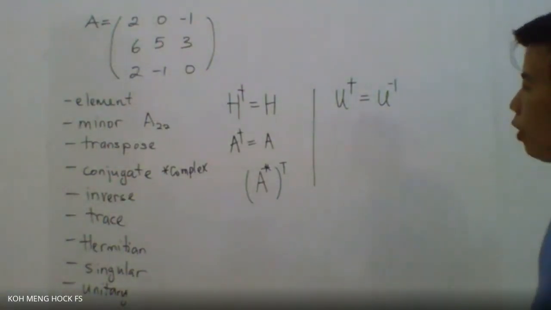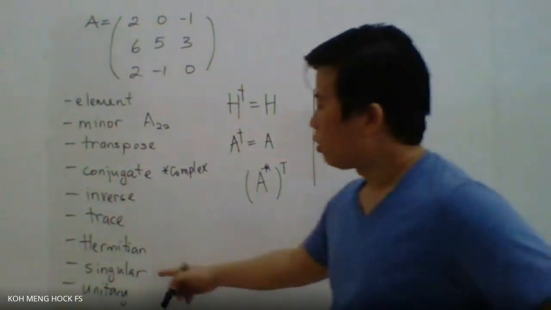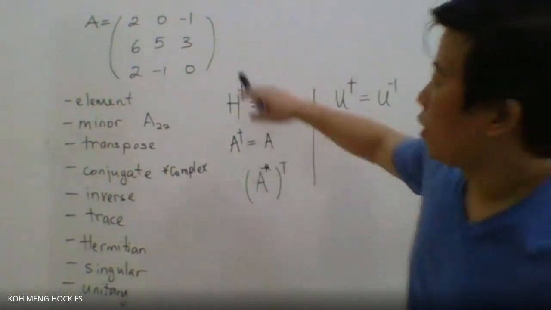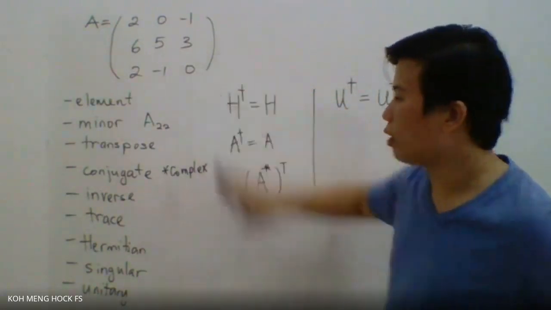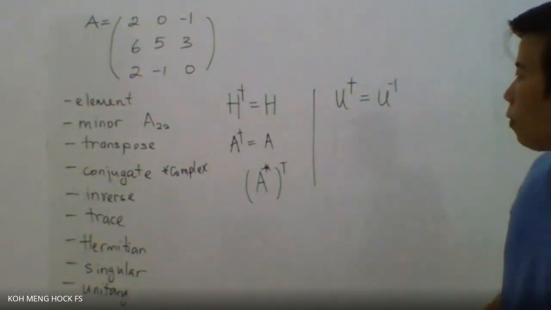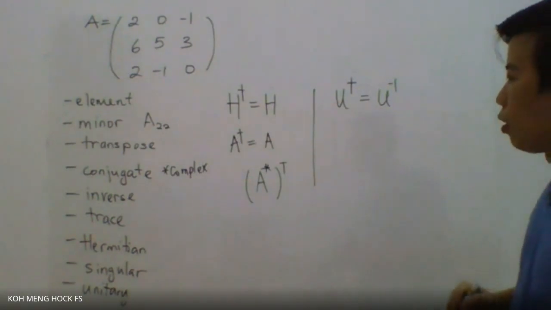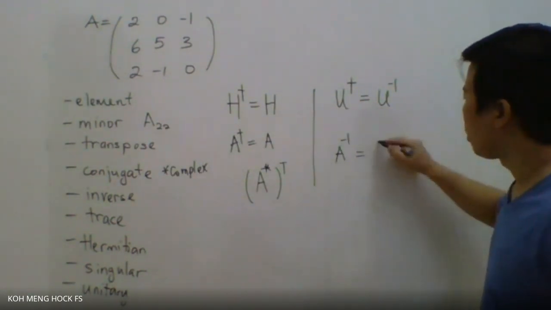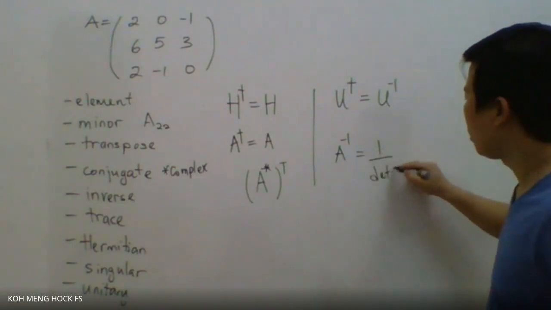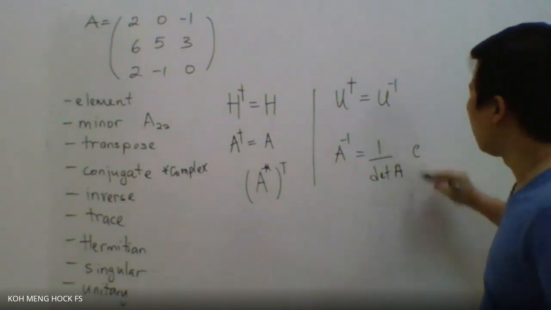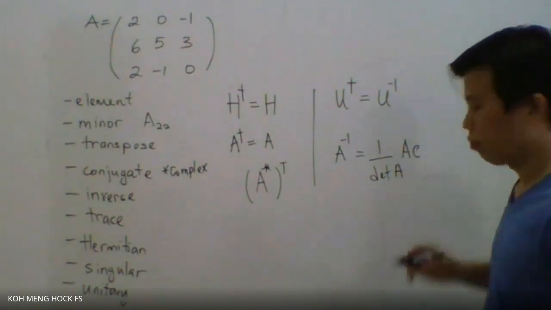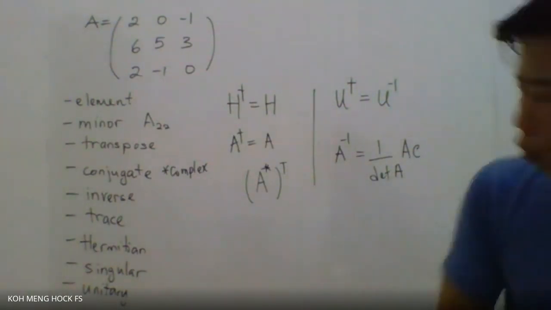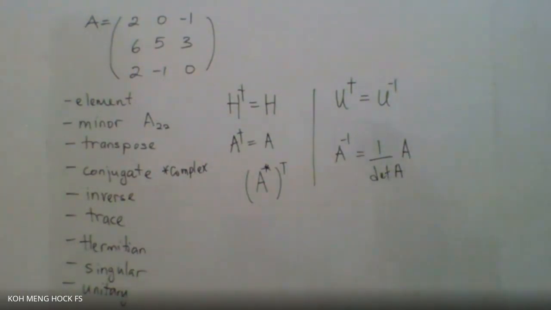And here, you have a singular matrix when the matrix determinant is equal to 0. Okay, so where is that one? So remember we talked about the inverse of the matrix. So here you have the determinant of A divided by the AC, the cofactor of the matrix.